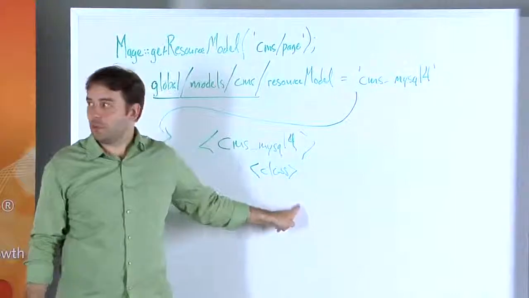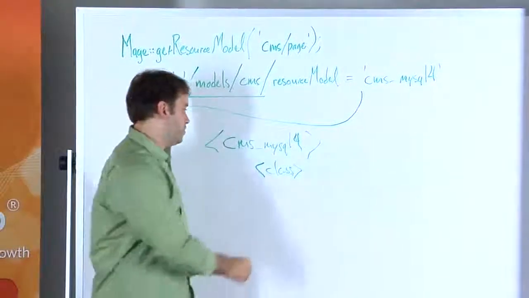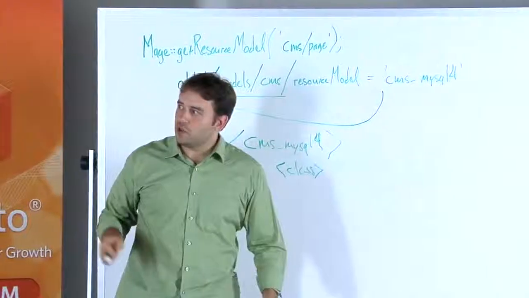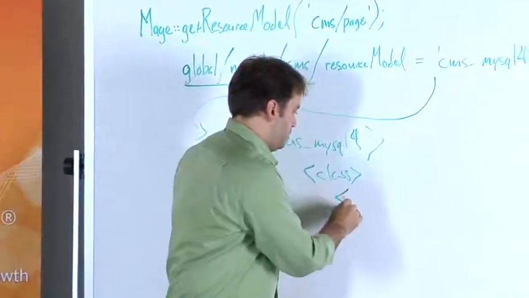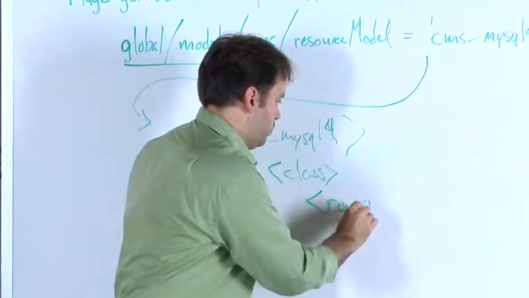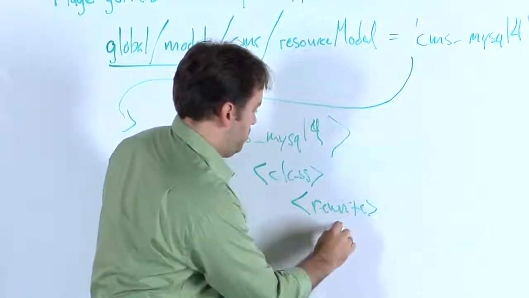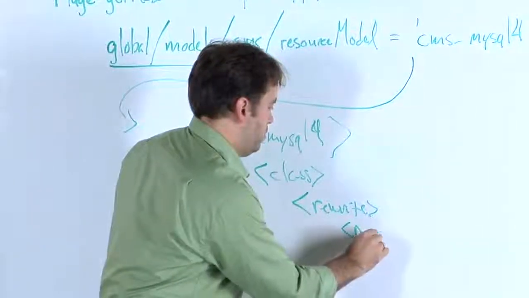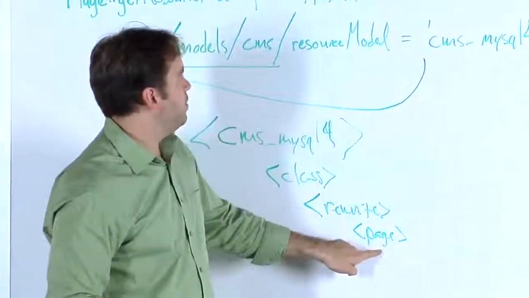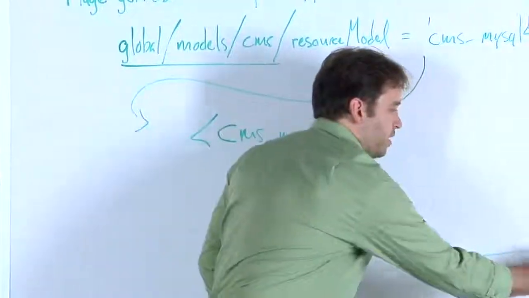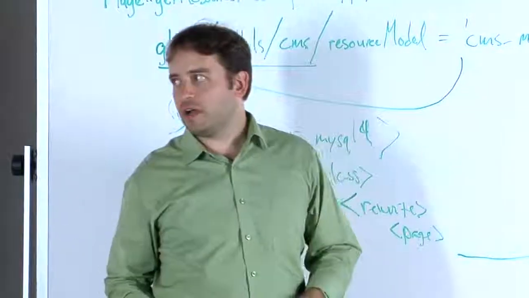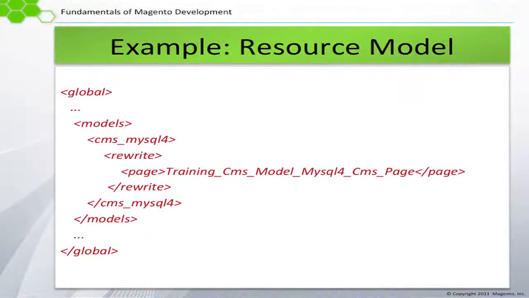And in our case, what's important is the rewrite node. So the exact same thing happens. Because we match page against rewrite, page. If this is found when we go here, we just use whatever class we specify. In this case, Training CMS Model MySQL 4 CMS Page.